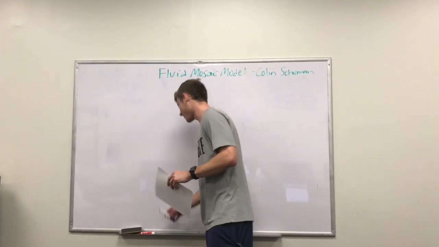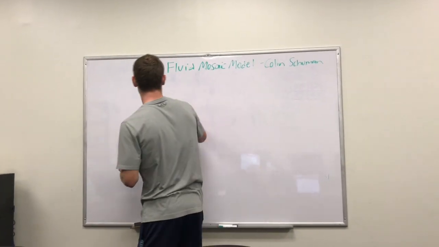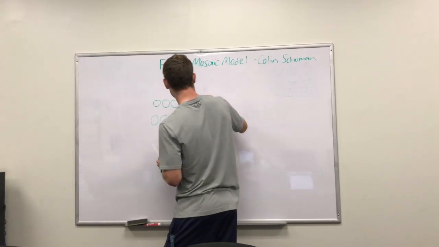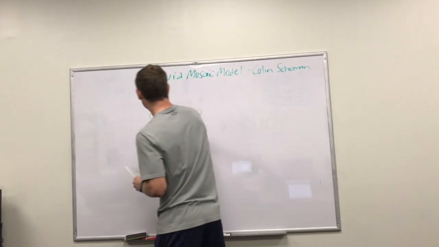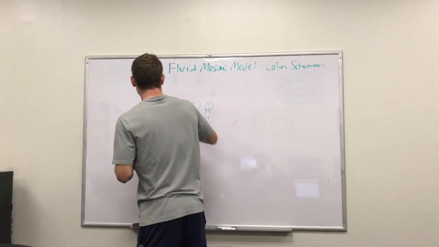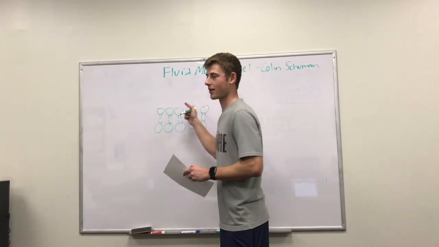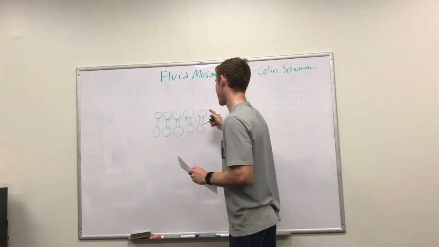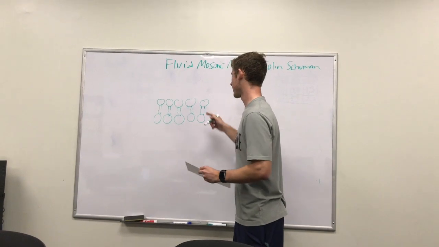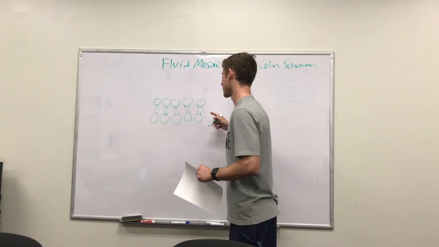So, the first part of the fluid mosaic model consists of the phospholipid bilayer, which is shown right here. And as you can see, there are these circles right here, which are called the head groups. These are the hydrophilic portion of the phospholipid, and the fatty acid tails right here are hydrophobic, so they create a barrier right here, which is hydrophobic.